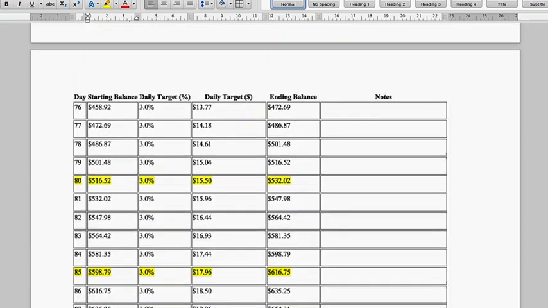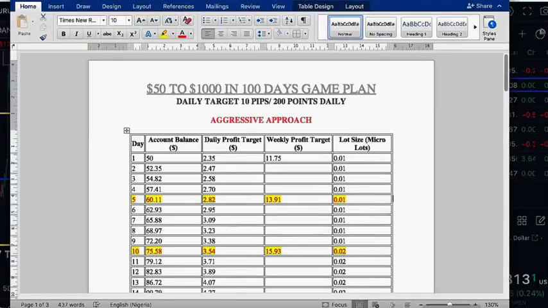So let's go into the aggressive way of trading this account. This is the conservative approach I'm using. Let me show you the aggressive approach you can use too.